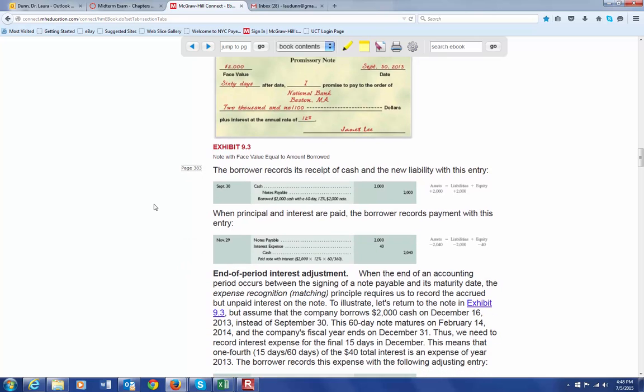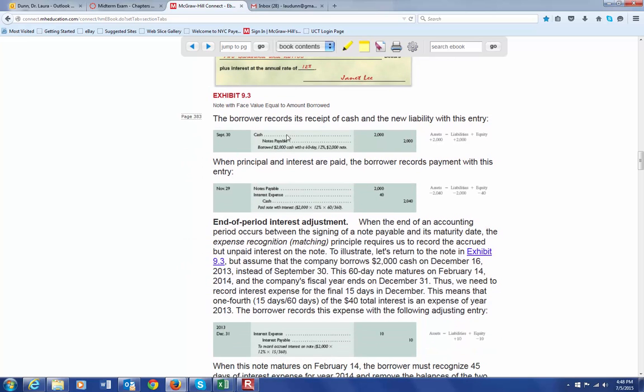So, if you're the one borrowing, this is how you would record it. On September 30th, you got cash of $2,000 because you borrowed it, they gave you cash, but you owe $2,000, and that goes in notes payable. So you explain by putting a note here that you borrowed $2,000 cash with a 60-day 12% $2,000 note.